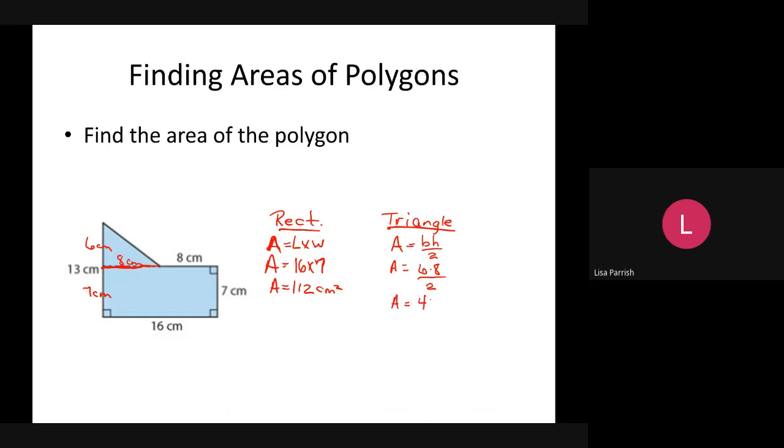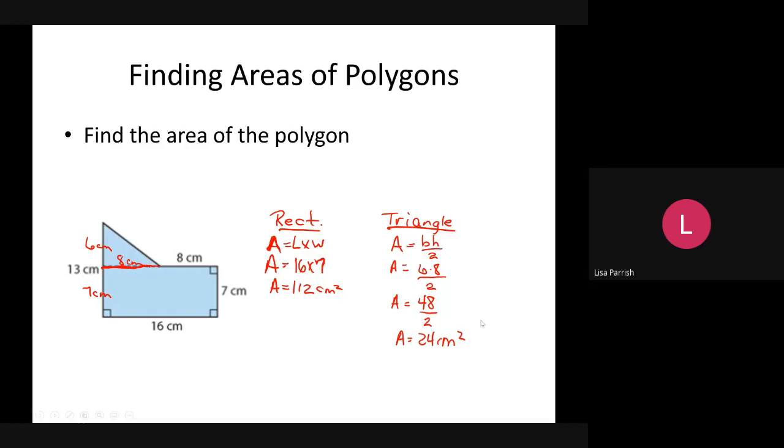6 times 8 is 48, and 48 divided by 2 is 24 centimeters squared. Now, again, remember, you can use a calculator on these area problems as long as you're showing your lines of work.